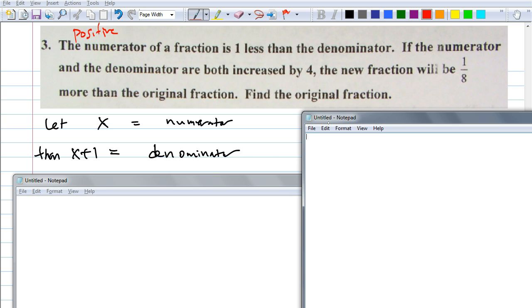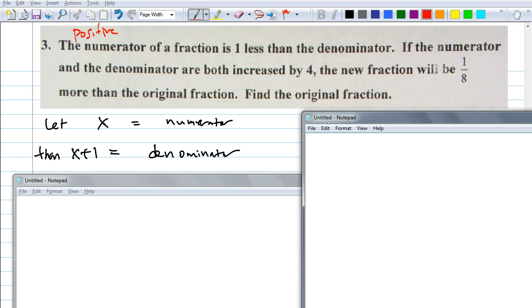Now, who could tell me the original fraction? What does my original fraction look like if we declare our numerator and denominator this way? Laura? That's right. It's x over x plus 1, right? That's where you have the numerator 1 less than the denominator.